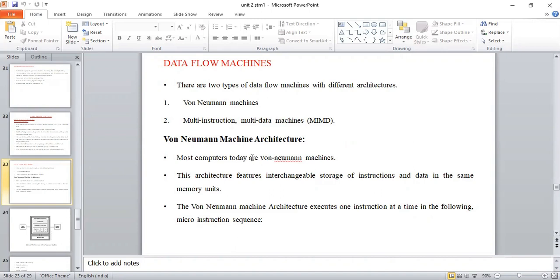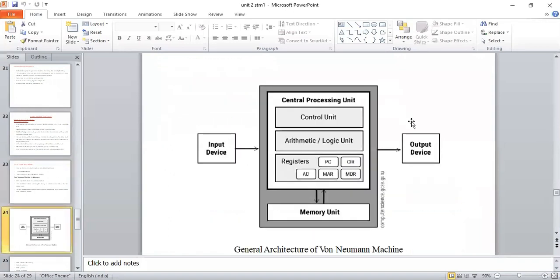The von Neumann machine architecture is the common architecture format that is present in every computer system. It's the basic architecture you will learn when studying a fundamental computer system syllabus. I think everyone remembers this type of architecture. This is the basic architecture that is represented in the von Neumann machine.